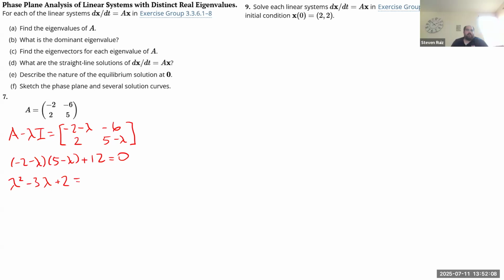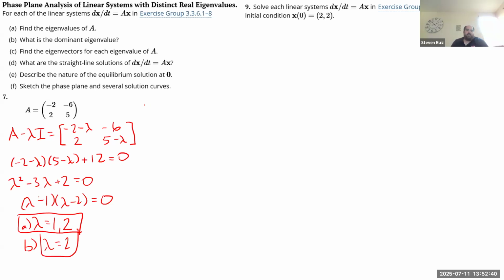Okay, equals 0. What does this factor into? I get lambda minus 1, lambda minus 2 equals 0. So lambda equals 1 and 2. So eigenvalues are 1 and 2. The dominant one is going to be the one with the greater absolute value, so that'll be lambda equals 2.